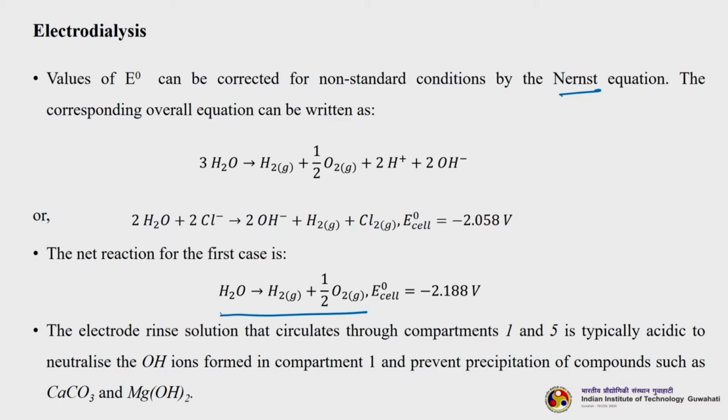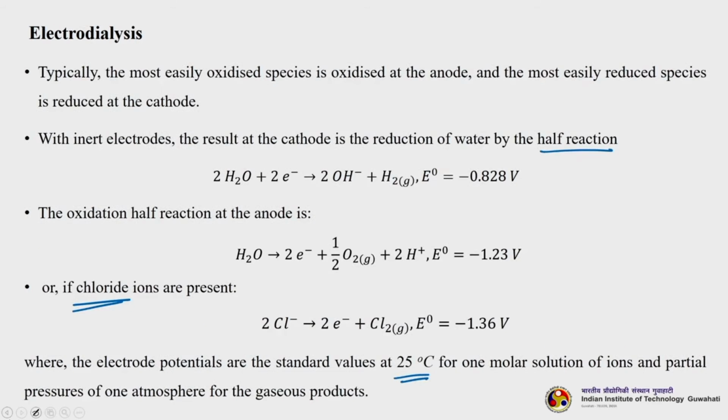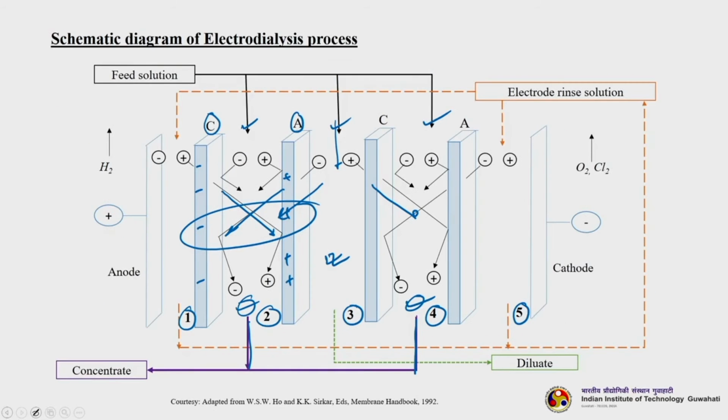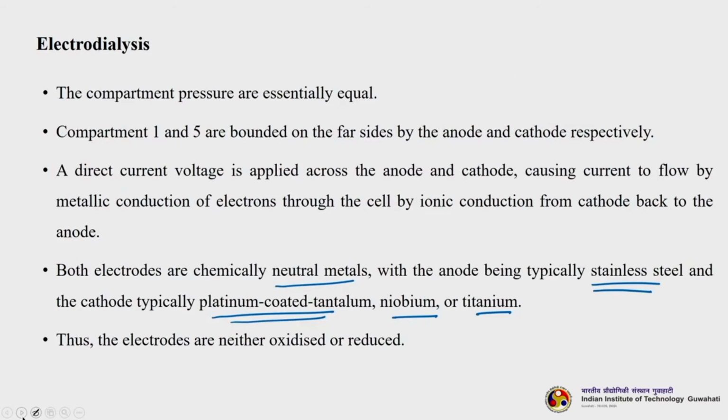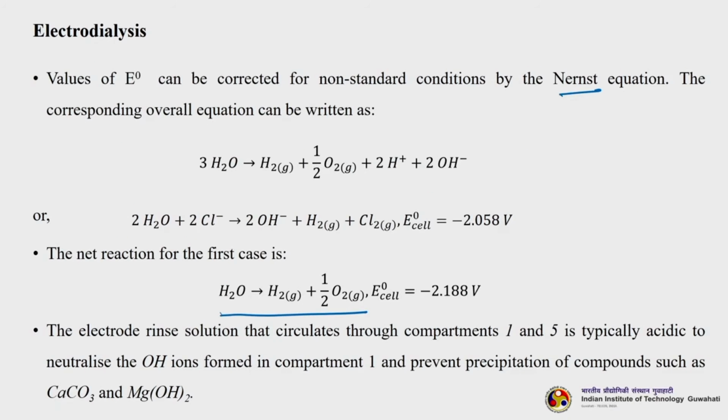So, the electrode rinse solution circulates through compartments 1 and 5. Just to show you again, there is something called the electrode rinse solution, dotted by this red line, you can see this. This electrode rinse solution, circulated through compartments 1 and 5, is typically acidic. What is its job? It has to neutralize the OH- ions formed in compartment 1 and prevent precipitation of compounds such as calcium carbonate and magnesium hydroxide.